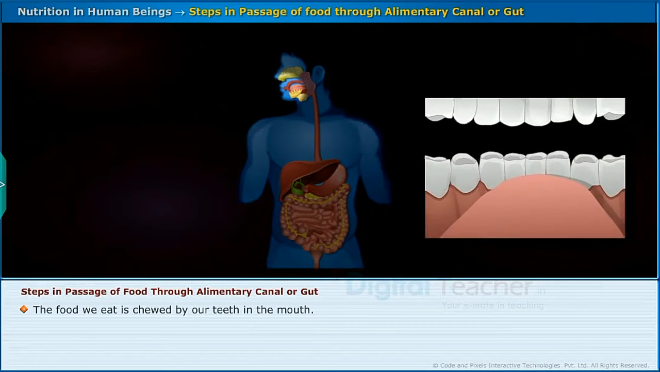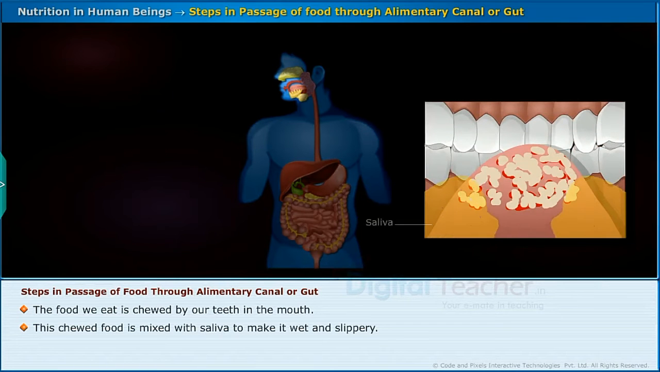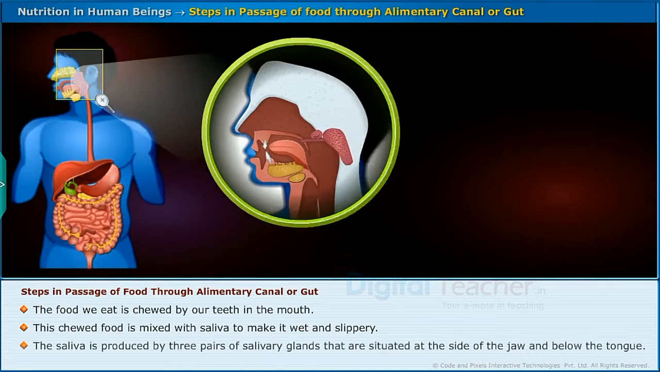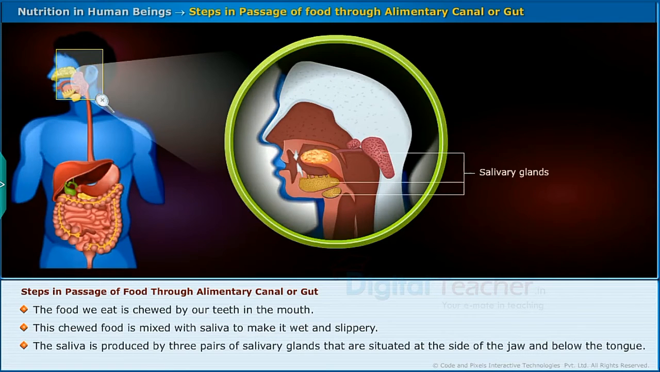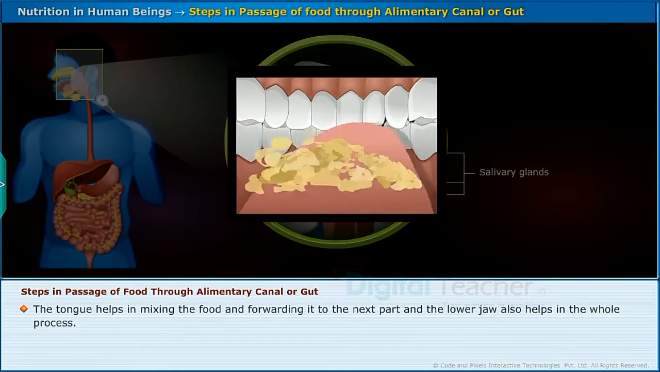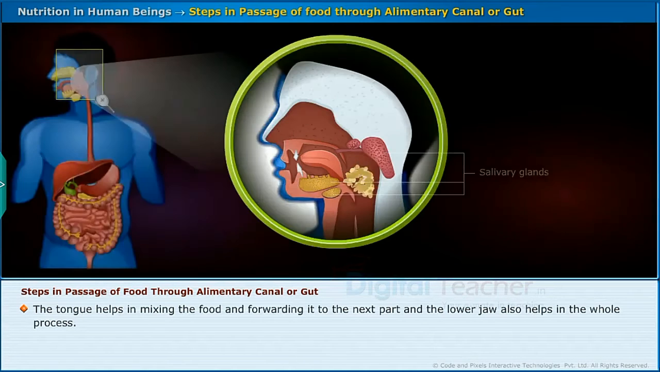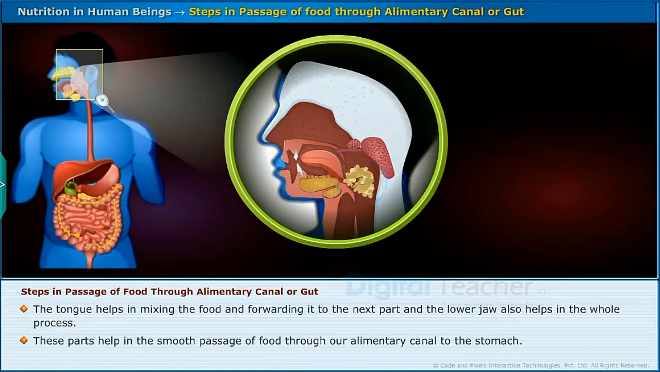The food we eat is chewed by our teeth in the mouth. This chewed food is mixed with saliva to make it wet and slippery. The saliva is produced by 3 pairs of salivary glands that are situated at the side of the jaw and below the tongue. The tongue helps in mixing the food and forwarding it to the next part, and the lower jaw also helps in the whole process. These parts help in the smooth passage of food through our alimentary canal to the stomach.